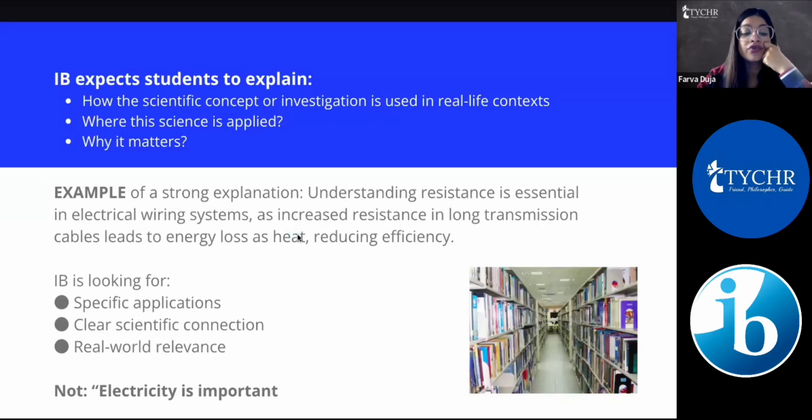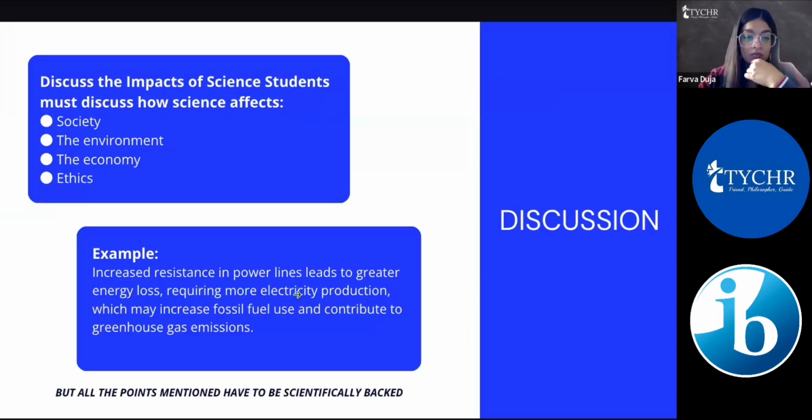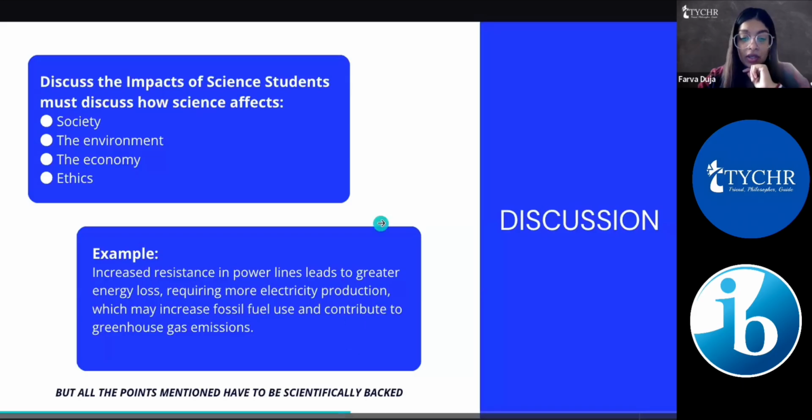Okay. You can't just write, oh, electricity is important because I need electricity in my house. No, not like that. It's more about how does it benefit you and the rest of the world. Yeah, so there's another example. You guys are free to read that. And every point you write, of course, should be scientifically backed.